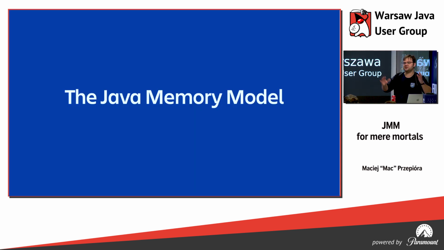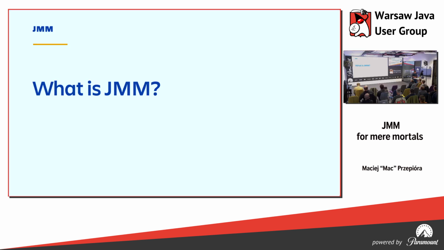So enter the Java memory model. That's what we're going to talk about right now. What is the Java memory model? This model of how the memory works is specified in terms of actions that include reads and writes to variables, locking and unlocking a monitor, and starting and joining a thread.